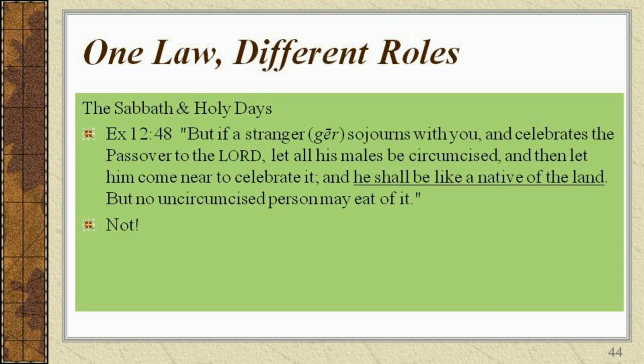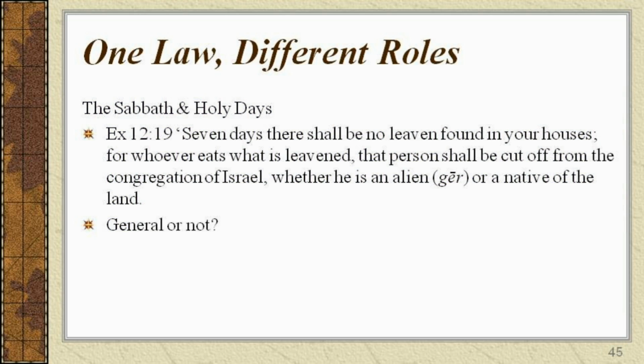The next commandment deals with the Feast of Unleavened Bread. In Exodus chapter 12, verse 19, God told Moses, "7 days there shall be no leaven found in your homes, for whoever eats what is leavened, that person shall be cut off from the congregation of Israel, whether he is an alien, that is, a ger, or a native of the land."